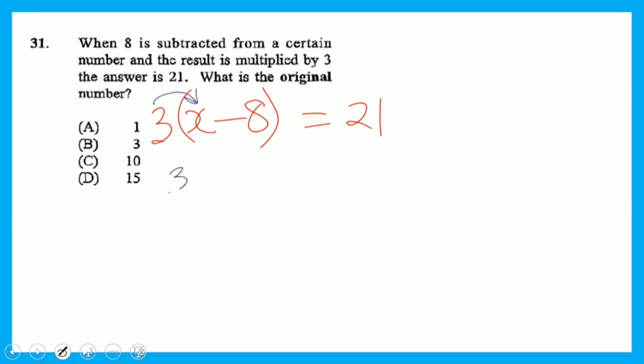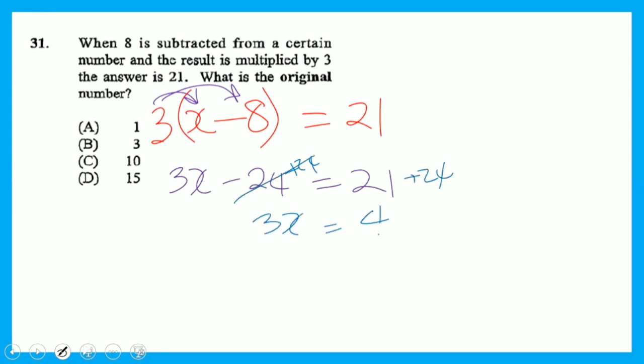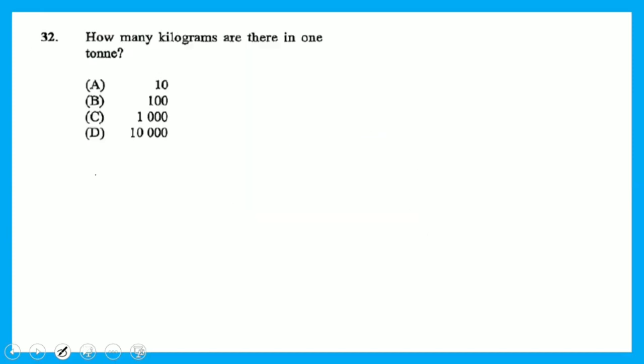3 times x, that's going to be 3x. 3 times negative 8, that's negative 24, equals 21. Adding 24 to both sides, we get 3x is equal to 45. Dividing both sides by 3, x is equal to 15. And you can always double check. When 8 is subtracted from 15, we get 7. Multiply that answer by 3, we get 21.